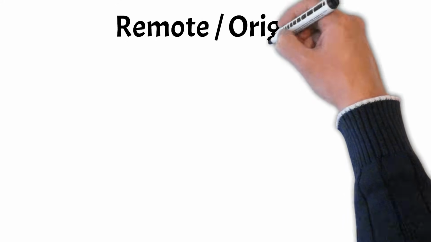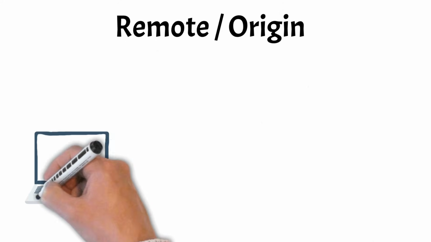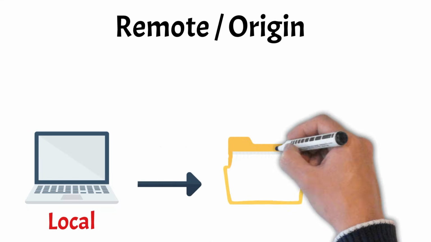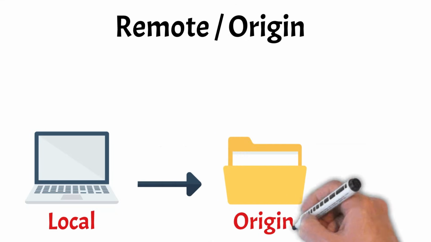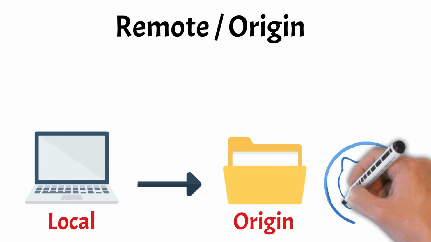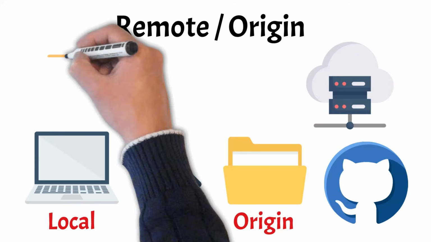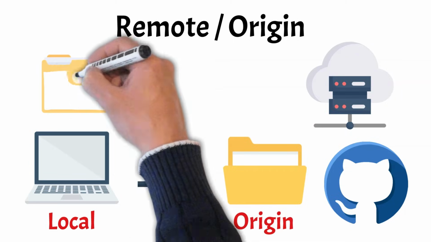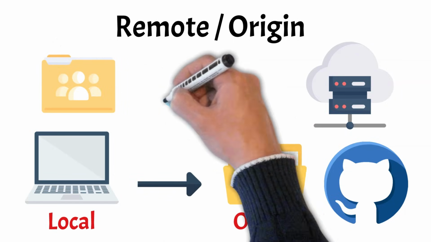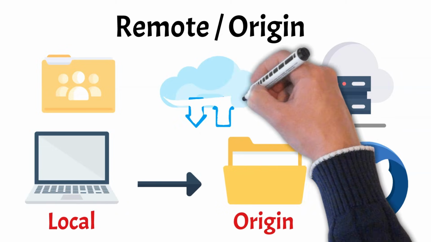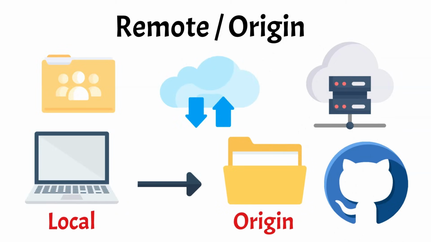When working with Git, your local machine isn't the only place where your code lives. The repository stored online, often called origin, acts as the central hub where your project is shared and synchronized. This could be on GitHub, a cloud server, or even a shared folder in a team environment. You push changes from your laptop to this origin so others can access them, and you pull updates to stay in sync with your teammates. In short, origin is the common meeting point that keeps everyone's code connected.